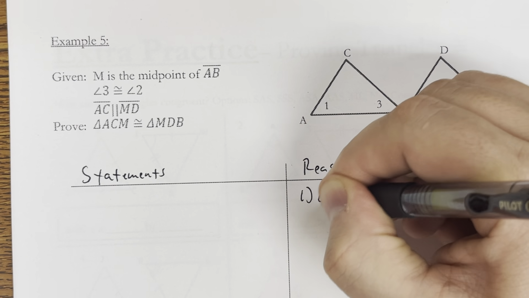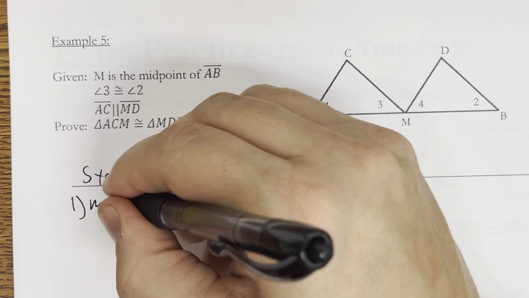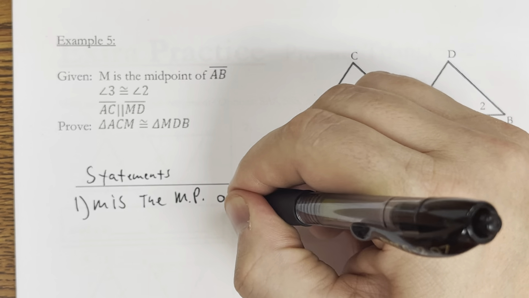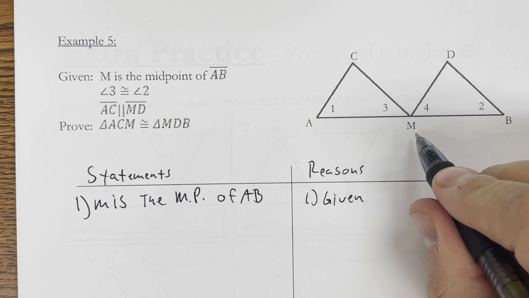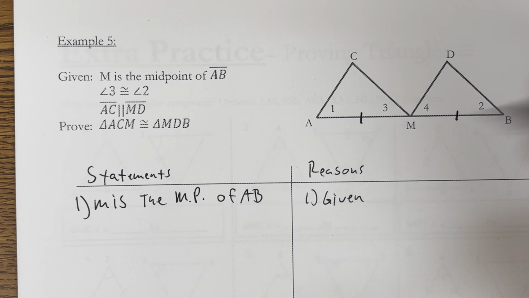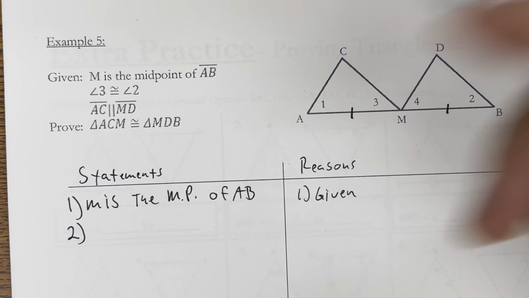I'm going to start with a given, so I'm going to put that in right away. And my first given is M is the midpoint, so keyword midpoint of AB. So I need to use that midpoint. If M is the midpoint of A to B, I would then know that AM is congruent to MB. So that's my second step. I'm going to use that midpoint thing right away.